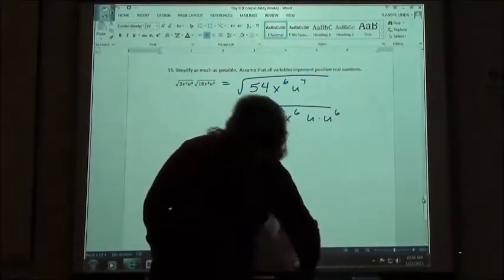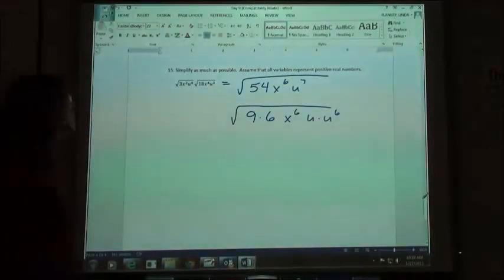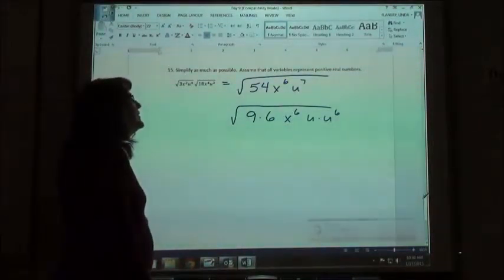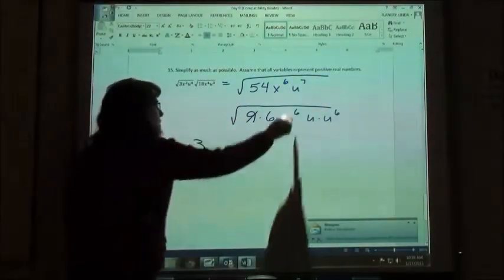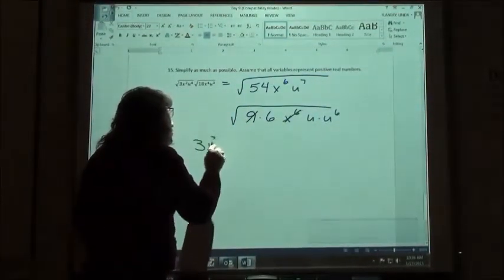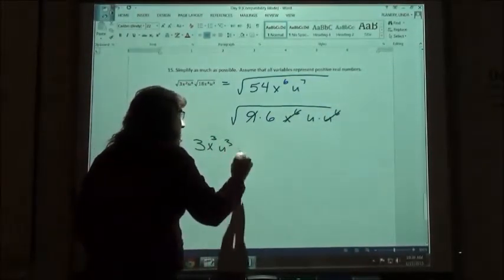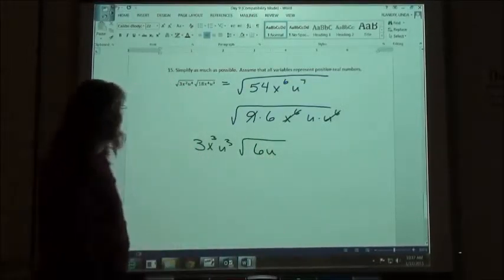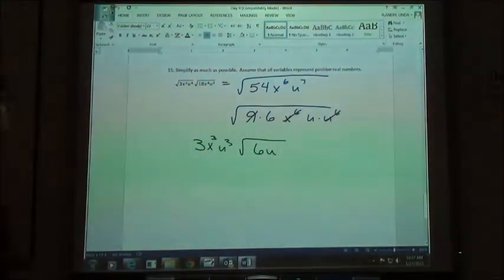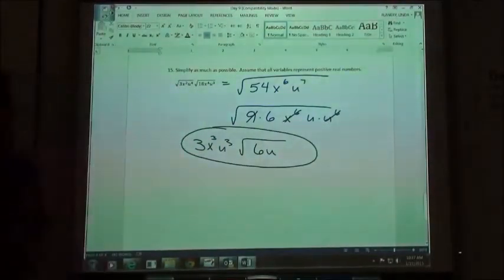Now we can take out our square roots. What are we going to get? Square root of 9 is 3. Square root of x to the 6th is x to the 3rd. And u to the 3rd. Underneath our radical, 6 and a u. So we get 3x cubed u cubed square root of 6u.